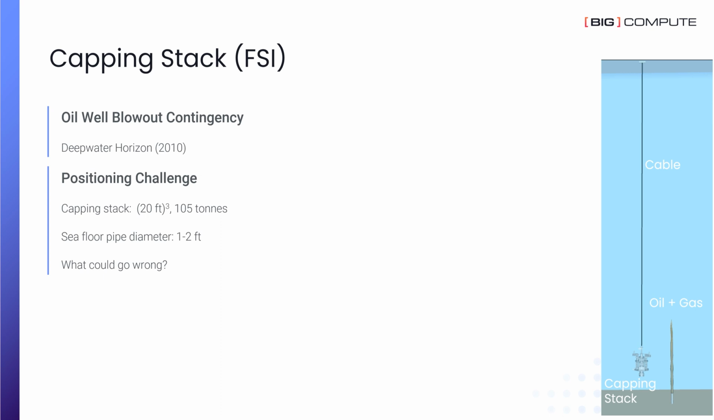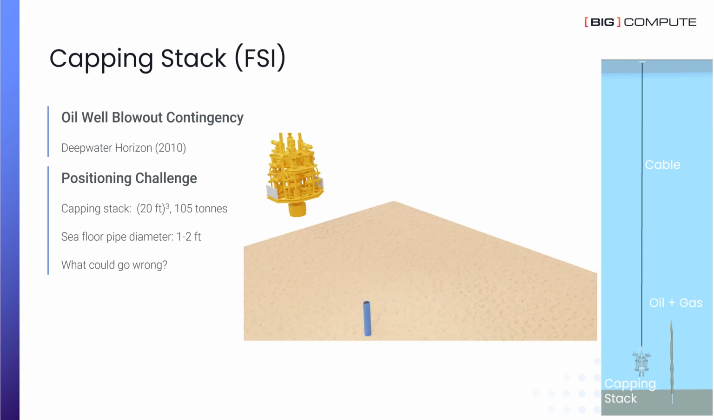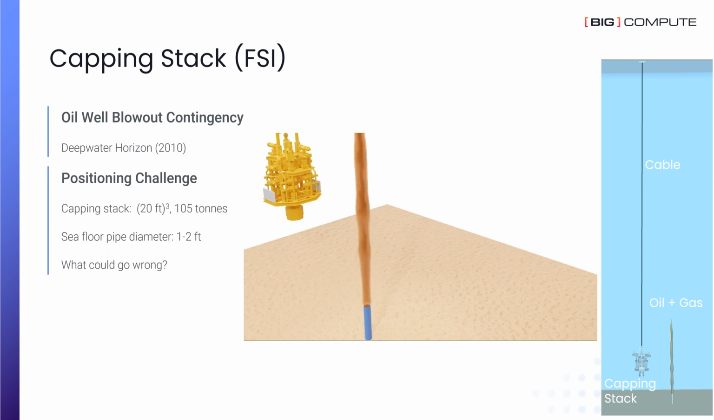It's rather difficult to position a 20 foot by 20 foot by 20 foot, 105 ton object over a 1 to 2 foot pipe at a depth of thousands of feet. So I asked the question here, what could go wrong? And of course, we did see what went wrong. In that case, the attempts to position the capping stack failed, and the riser coming out of the seafloor was damaged, and they were unable to put a capping stack on top after the riser was damaged.